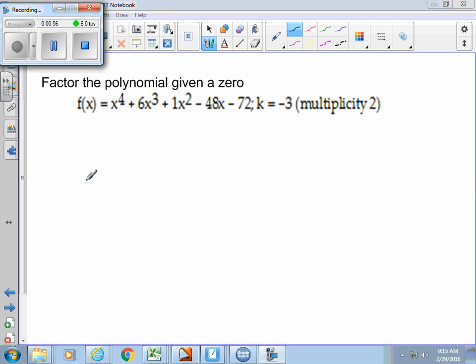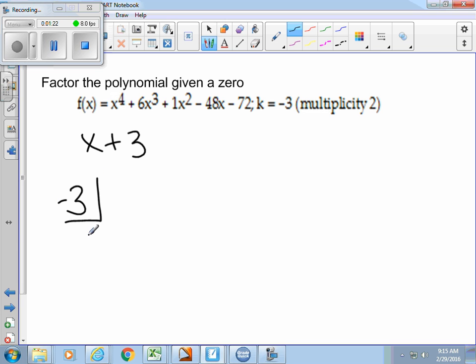Okay, I need everyone with me. If negative 3 is a 0, what is the factor of the polynomial that makes that a 0? X plus 3. Does everyone agree? Okay. Everyone see how I'm getting that? If negative 3 is a 0, then x plus 3 is a factor. So what goes in the box?